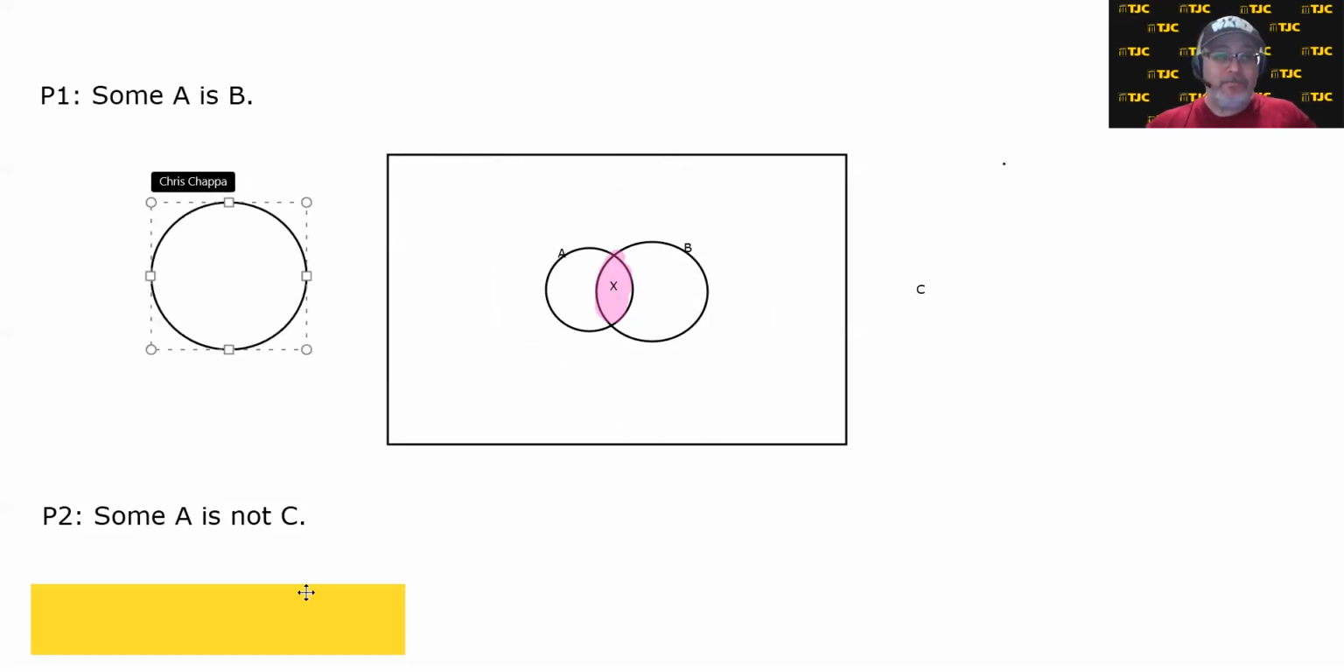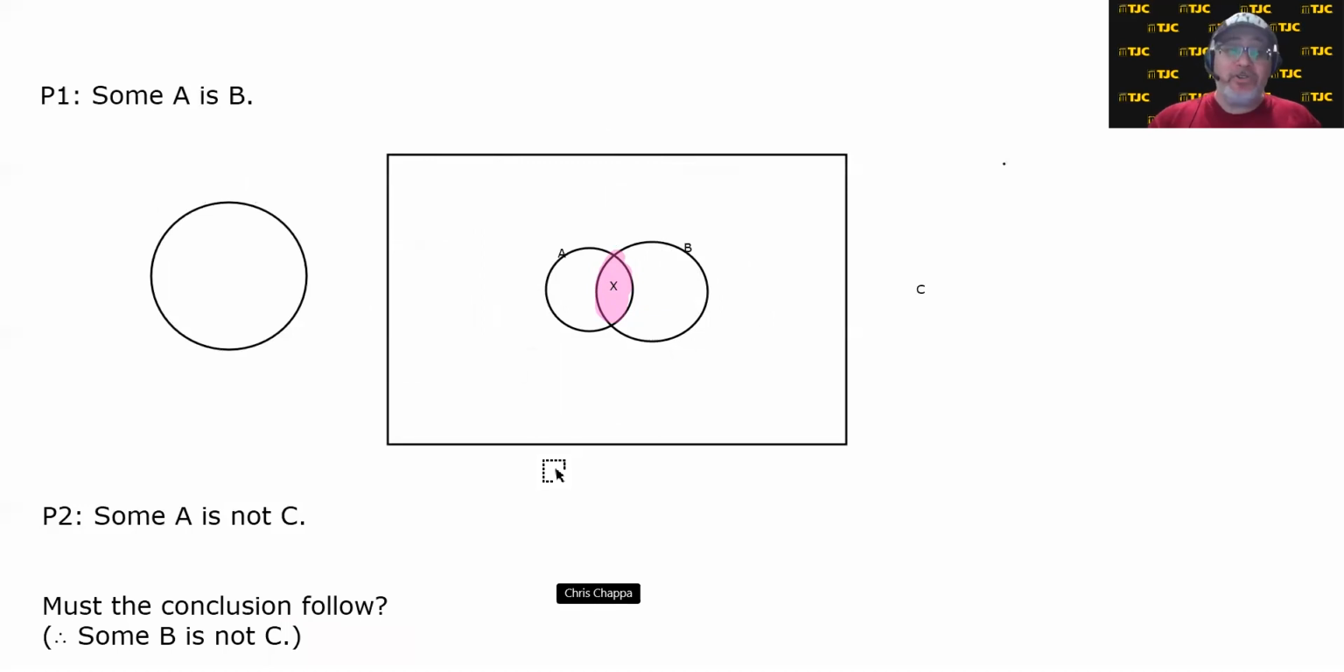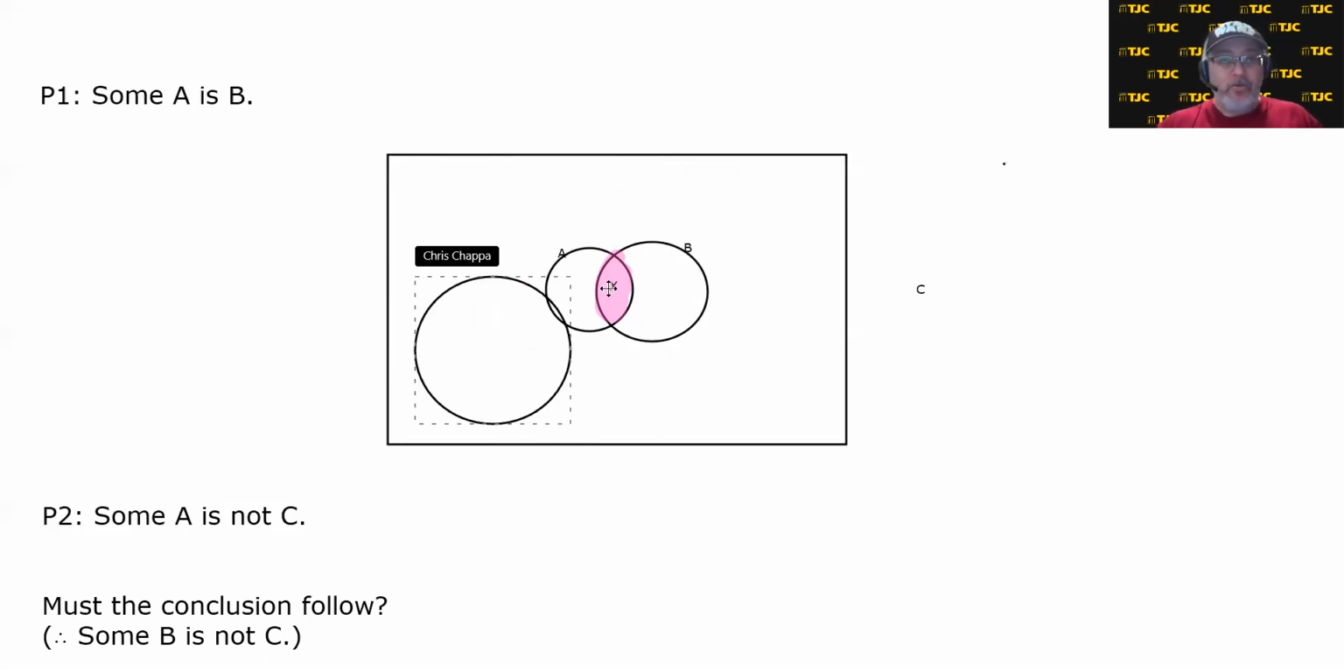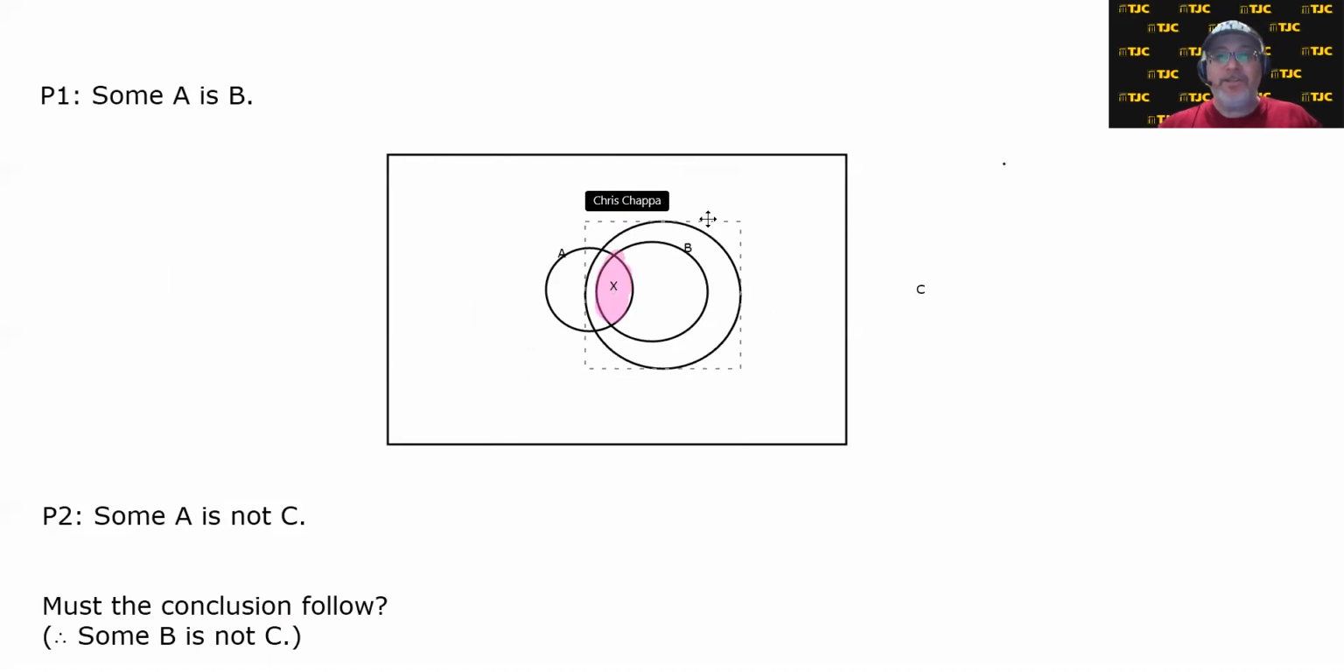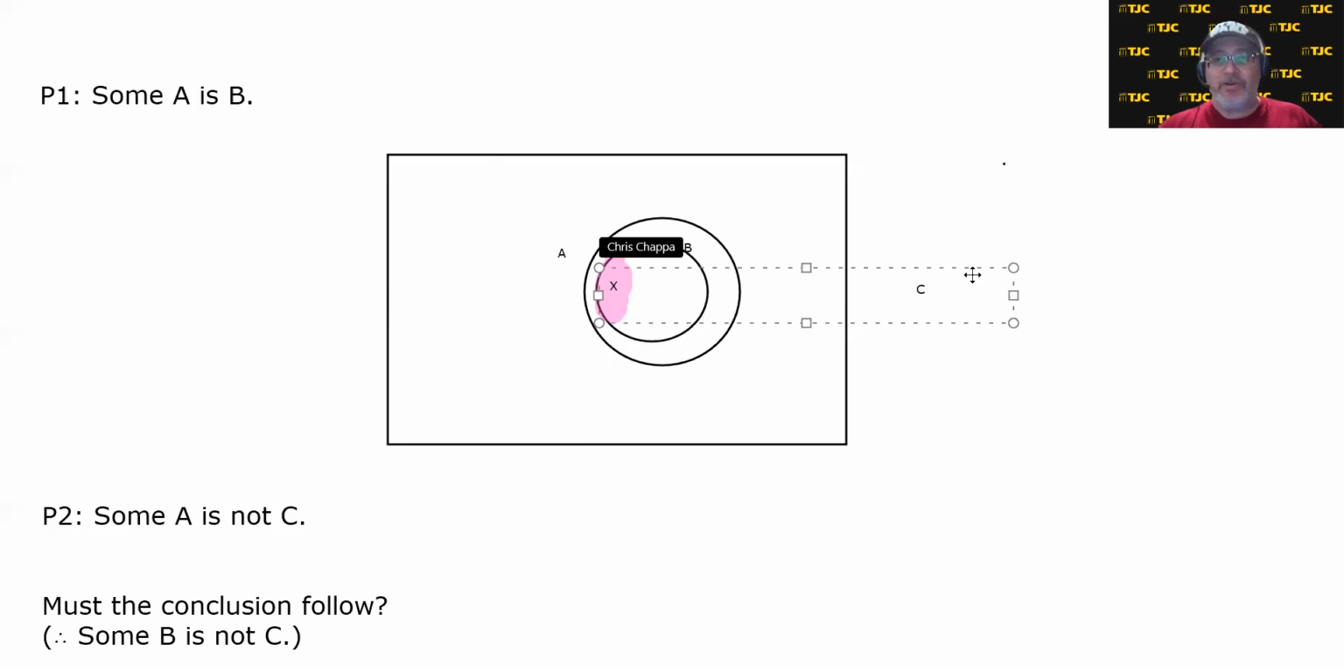All right. Must the conclusion follow? Some B is not in C. How would we violate the conclusion? To violate the conclusion, well, it's just like violating the second premise. To violate the conclusion, we would have to have circle B completely inside of circle C. And I know I haven't labeled it C yet. It's because I'm moving it around. Let's get rid of circle A just for a second. Make sure we're clear on the fact that we just violated this premise.